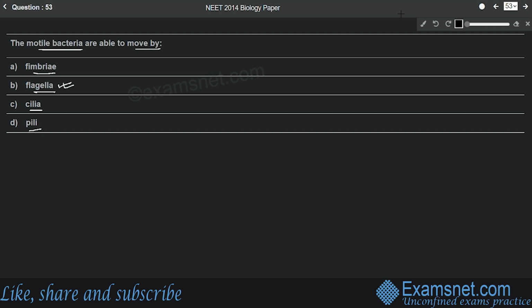Okay. So the motile bacteria, as we know, have thin filamentous extensions from the cell wall, that is known as flagella. Okay. So this is the thin filamentous extension from the cell wall of the bacteria, and this is known as flagella. So option B will be the correct answer.